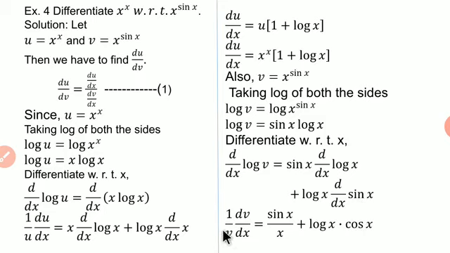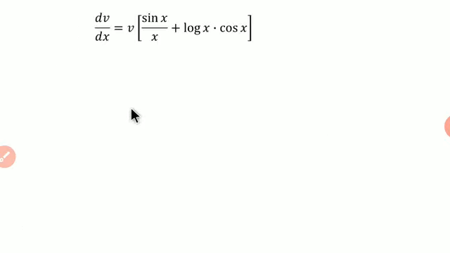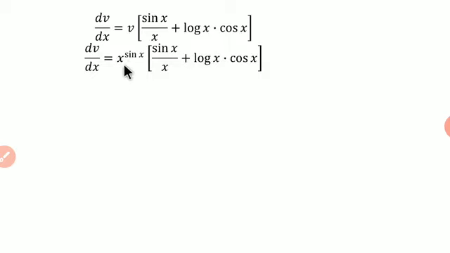And taking this v to the RHS, it goes to multiplication. We get dv by dx is equal to v multiplied by sin x upon x plus log x into cos x. Now back substituting the value of v as x raised to sin x, we get dv by dx is equal to x raised to sin x multiplied by sin x upon x plus log x into cos x.